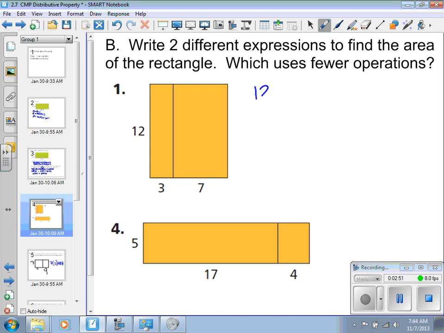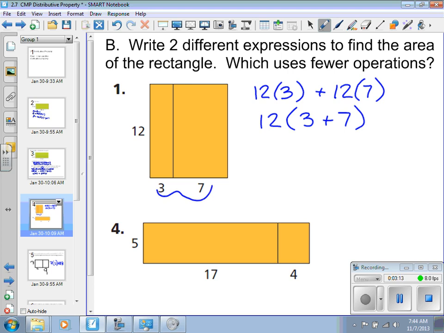So we get 12 times 3 plus 12 times 7, or we can do 12 times 3 plus 7 by adding the 3 and the 7 together down at the bottom and then multiplying by 12. And then the question for you guys is, which one do you feel uses fewer operations? That's a discussion we can have in class later or tomorrow.